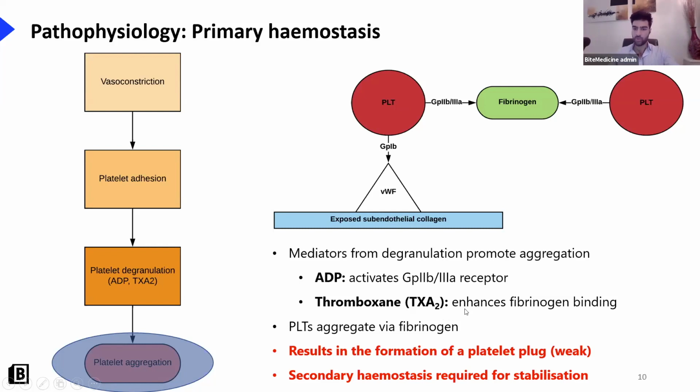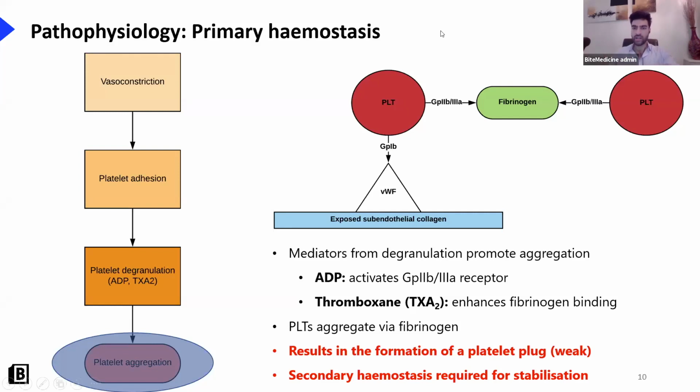Thromboxane is also very important because it enhances this binding of fibrinogen to the receptor. So these two mediators, which are released in the degranulation stage, are very important in causing the platelets to clump together. The overall result is that you have a bunch of platelets stuck together, and that forms a weak platelet plug. Okay, so this primary hemostasis creates a weak plug which will temporarily halt the bleeding.